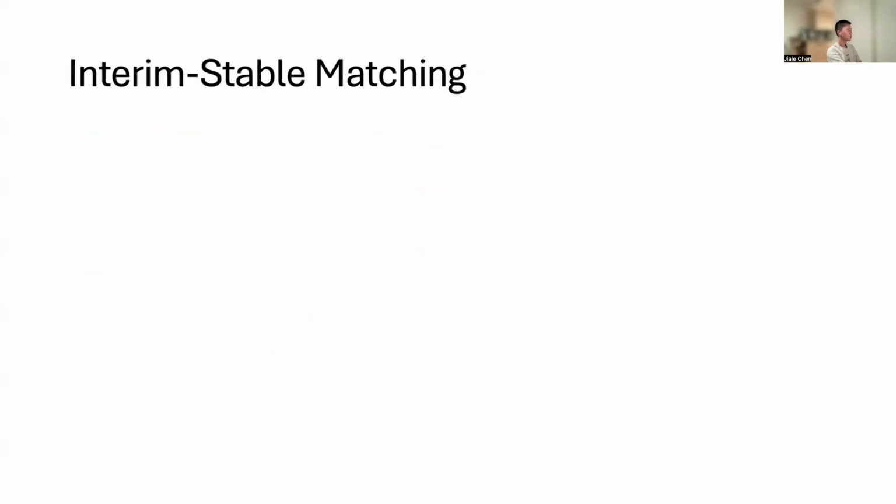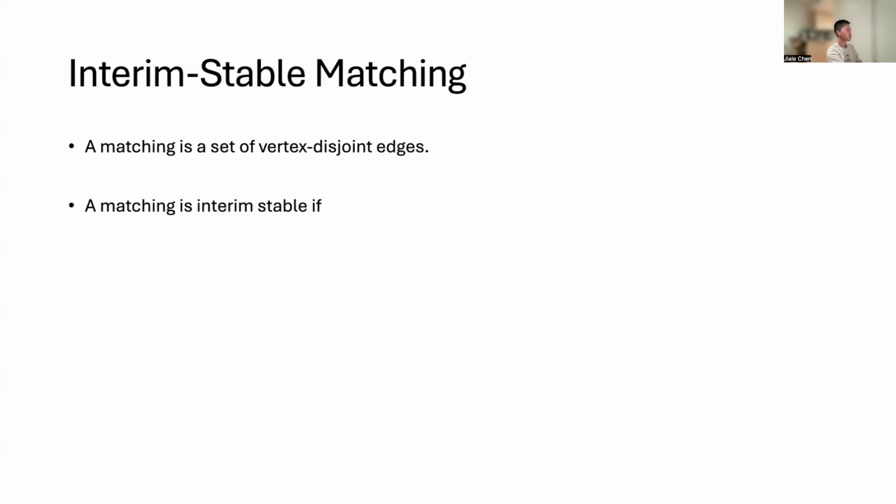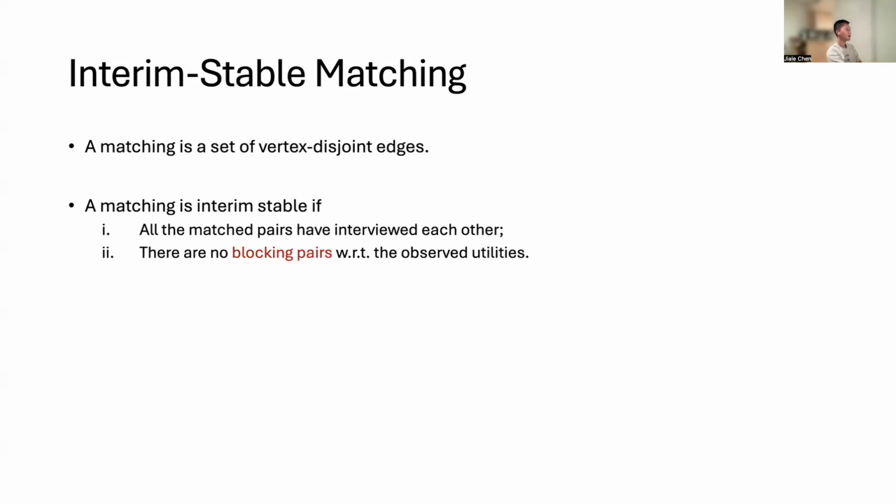In this model, the solution we're going to find is called the interim stable matching. A matching is a set of vertex disjoint edges. And a matching is called interim stable if all the matched pairs have interviewed each other and there are no blocking pairs with respect to the observed utilities.